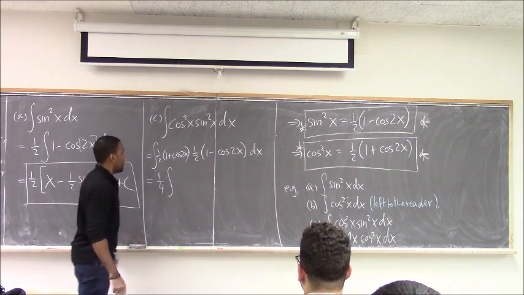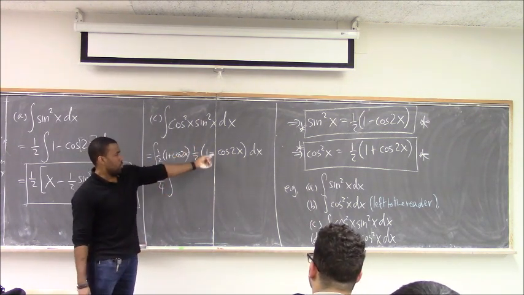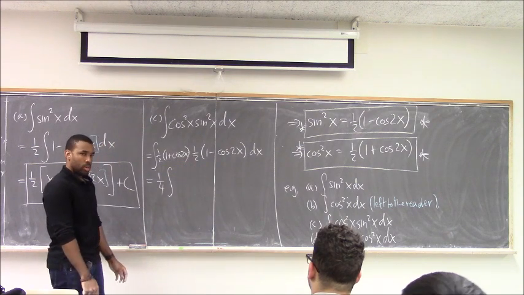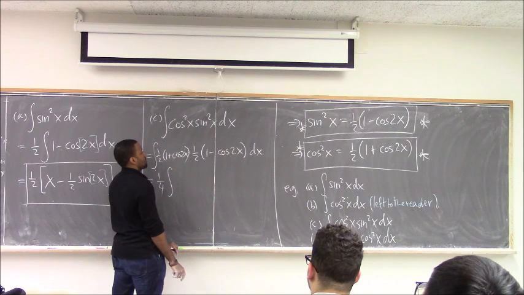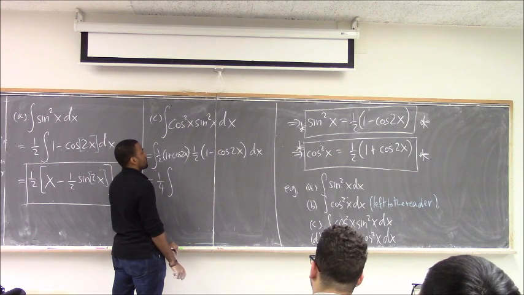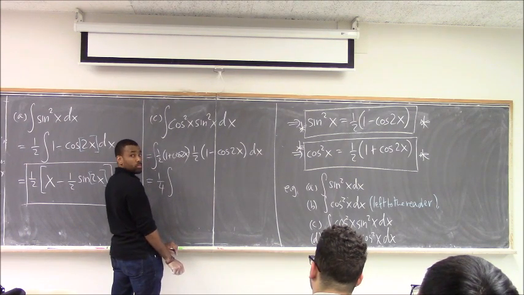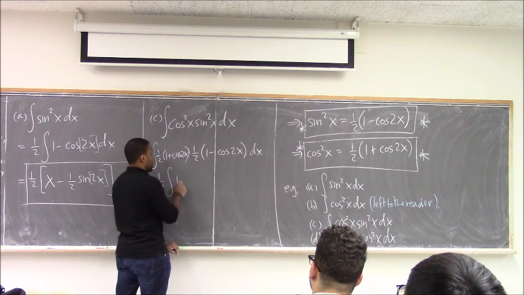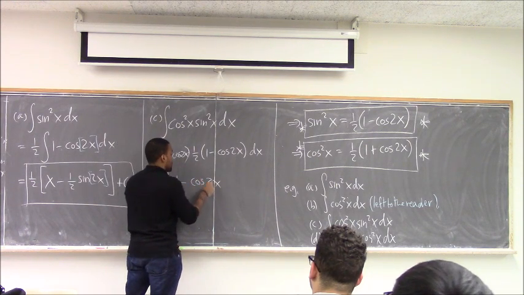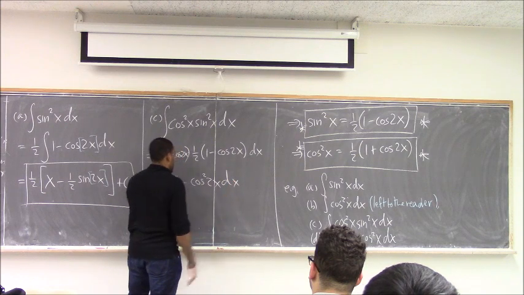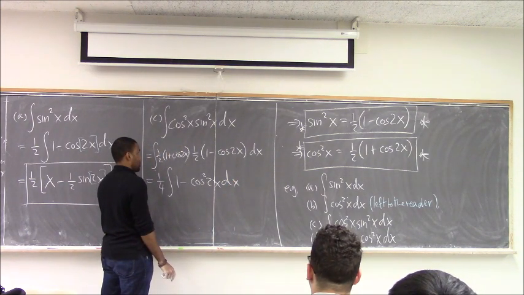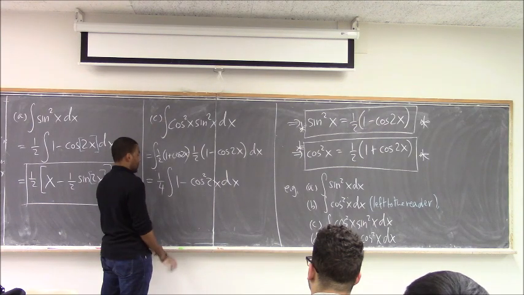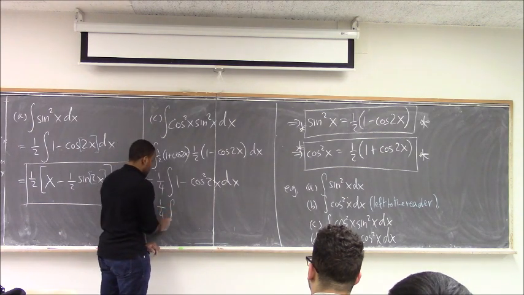So there's a quarter. 1 plus cosine 2x and 1 minus cosine 2x gives you what? So you have 1 minus cosine 2x squared. What's 1 minus cosine squared? It's actually sine squared, right?